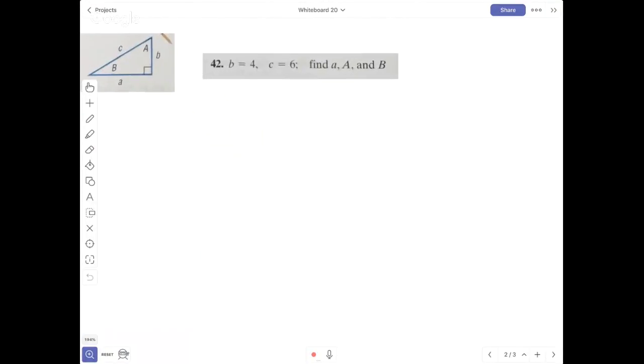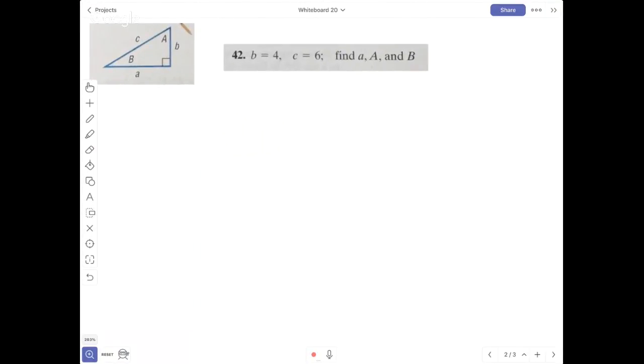42 is the one I'm going to do next. We've got this reference triangle with angles A, B, and you might call that angle C, but it's a right angle, and sides A, B, and C. Here we're given that B equals 4 and C equals 6. We want to find angle A and angle B from that, and side A.